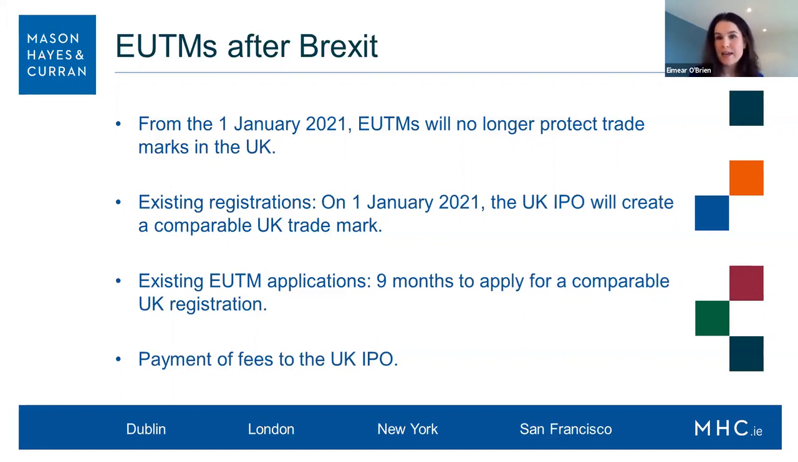But you will have to pay the examination fee to the UK National Office in order for that comparable registration to be created. And of course, if you're looking at filing an EUTM application after the 1st of January next year, it will have no effect in the UK, and you won't have the option of creating a comparable filing within 9 months. You will have to consider filing a UK national application separately.